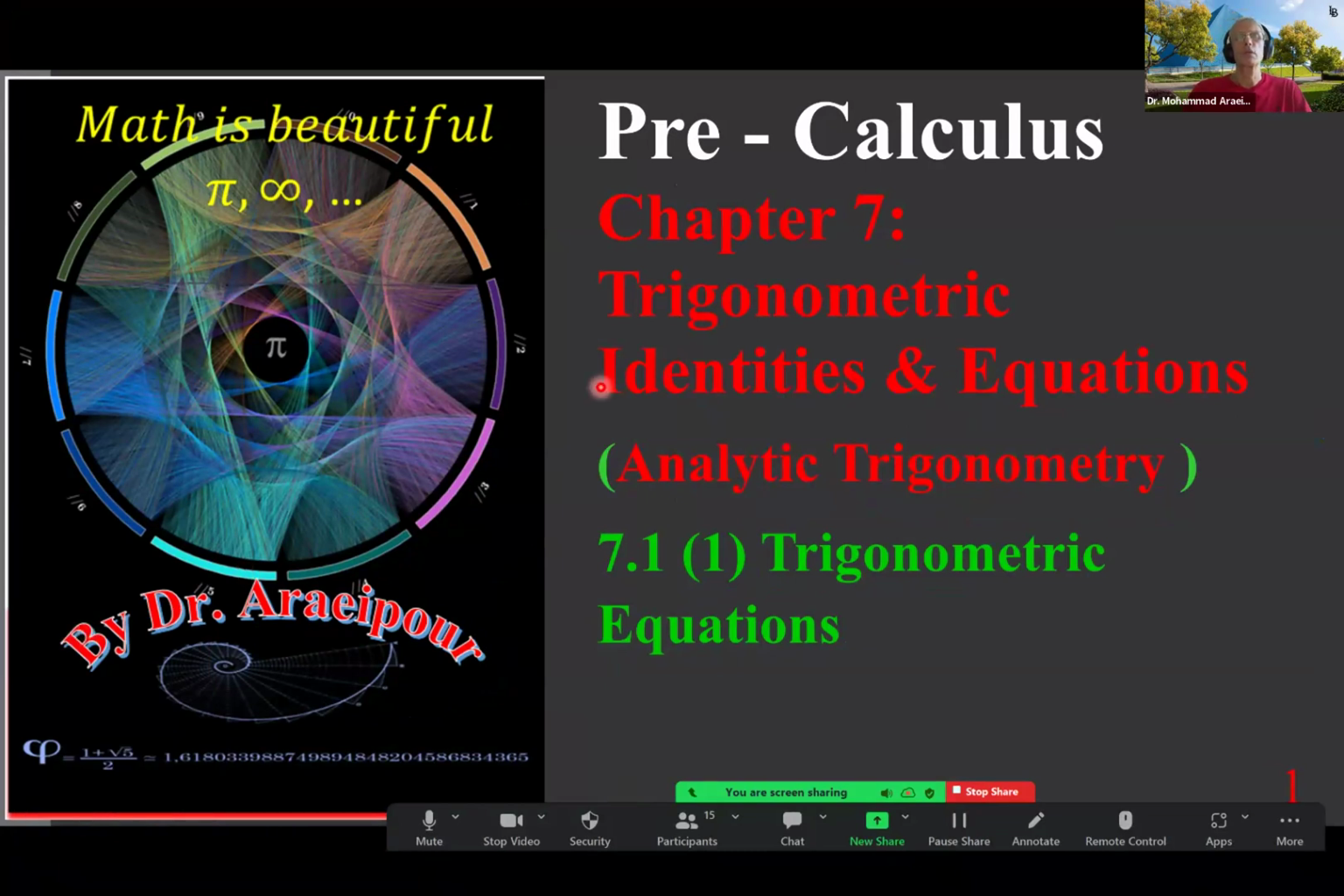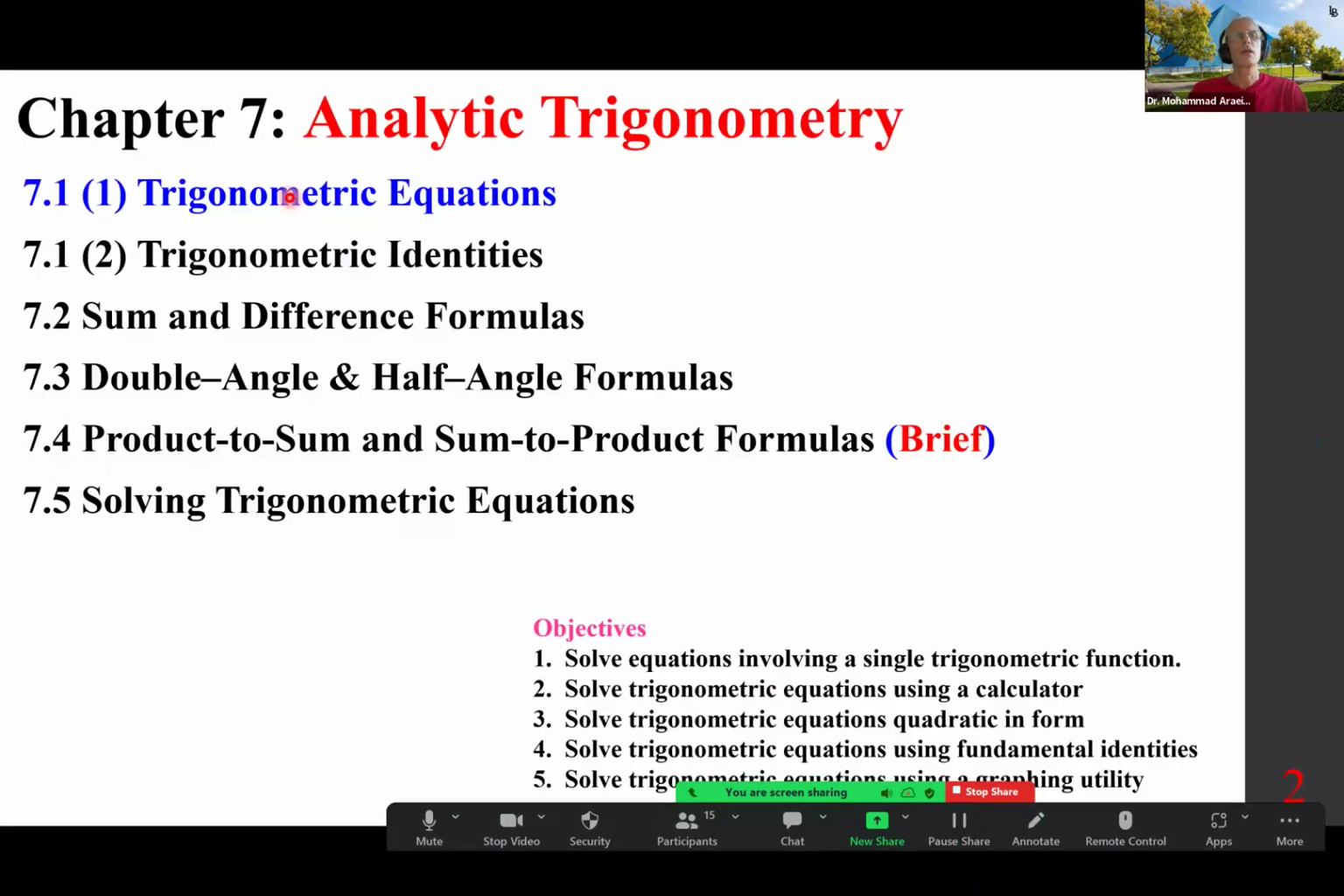Good afternoon, class. We are looking at Chapter 7, Trigonometric Identities and Equations, also known as Analytic Trigonometry, Section 7.1, Trigonometric Equations.